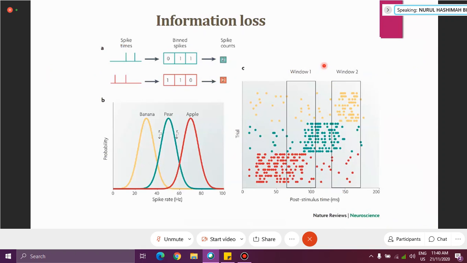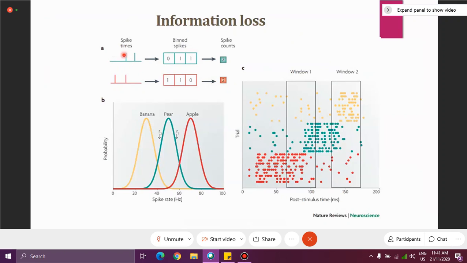So what is important is in information. From the example above, the example of population coding just now, we only used apple, right? So let's say we have three stimuli: apple, pear, and banana. How is their data kept, I mean, how are the spike trains captured? The green one is pear, the red one is apple, and the yellow one is banana.